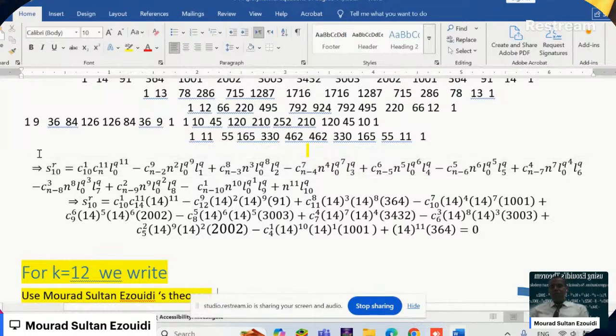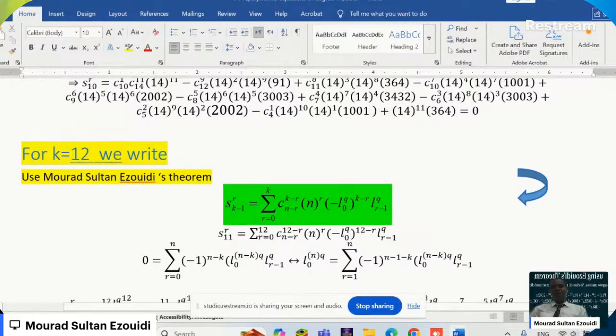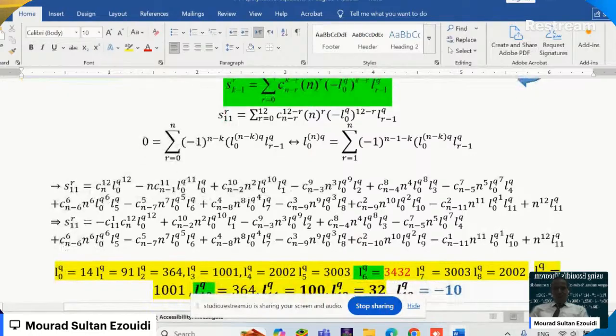We told that this is an even number, 10, positive, minus, positive, minus, positive, minus, positive, minus, positive, minus, positive. Okay. Now just calculation here, professors, you find the value of this one has to be equal to now. For k equal 12, we use the Mourad Sultan Ezouidi theorem, and we substitute k equal 12, and we obtain here 11. This is the formula, professors.